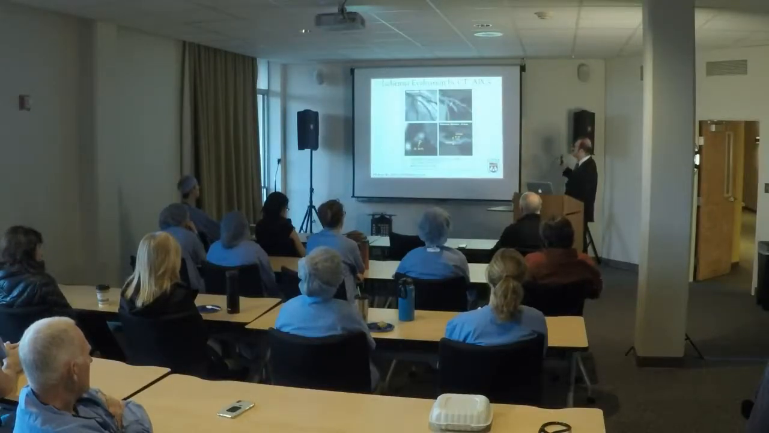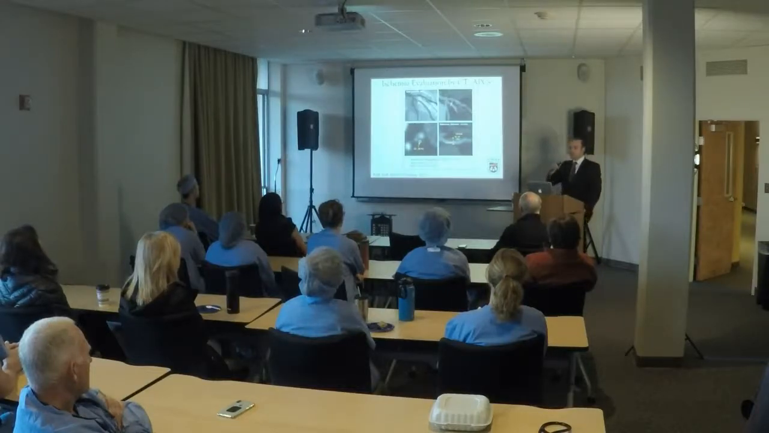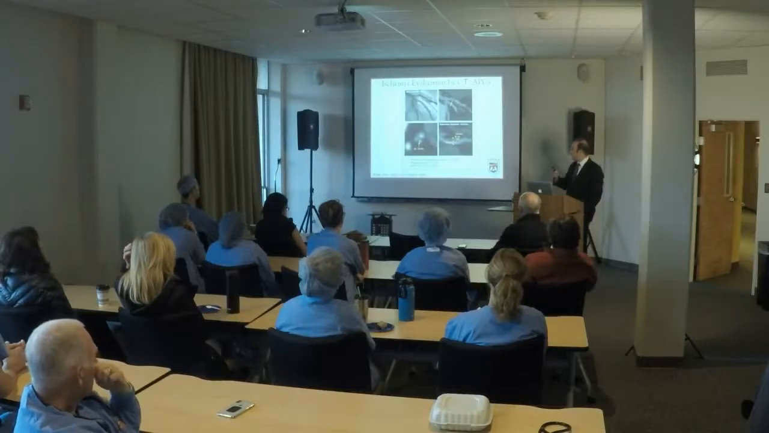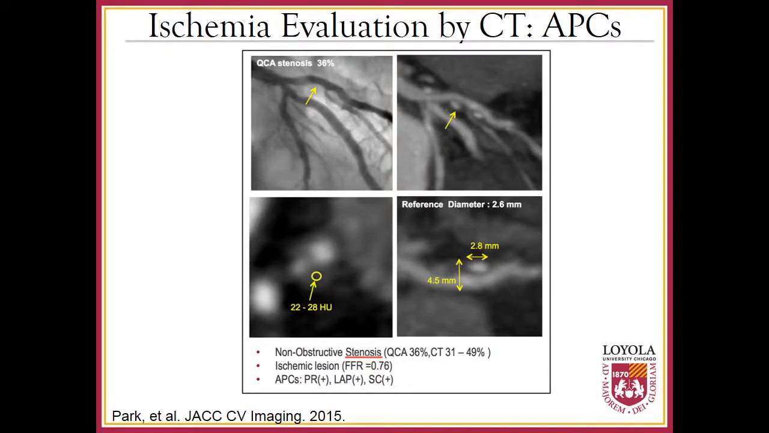So we can use these same adverse plaque characteristics in not only assessing acute coronary syndromes, but also in trying to predict ischemia, which is a different question. Now, this is an example of an invasive coronary angiogram. At the time of QCA, it was noted that this LAD had a 36% diameter stenosis.